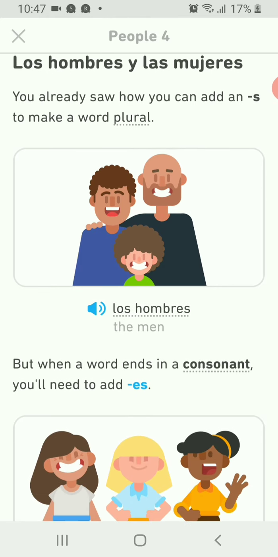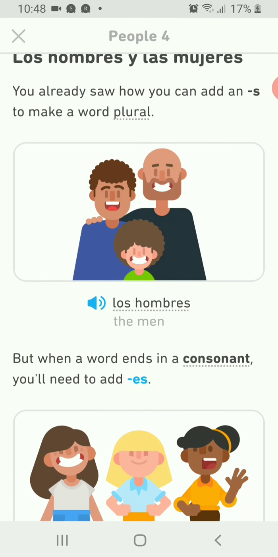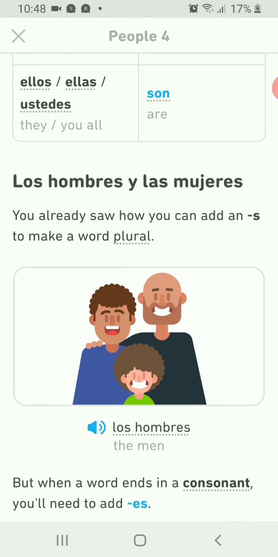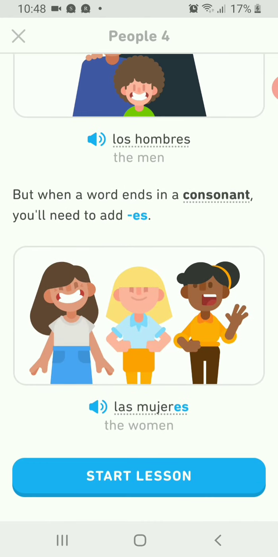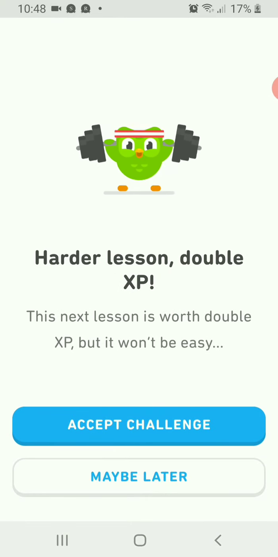But when a noun ends in a consonant, you'll need to add es. So that's the case for las mujeres. So una mujer, dos mujeres. Okay? Las mujeres. So this is another way to transform a noun into plural, by adding not only an s but es because it ends with a consonant. All right, so let's do the lessons now to practice all the new things and so on.